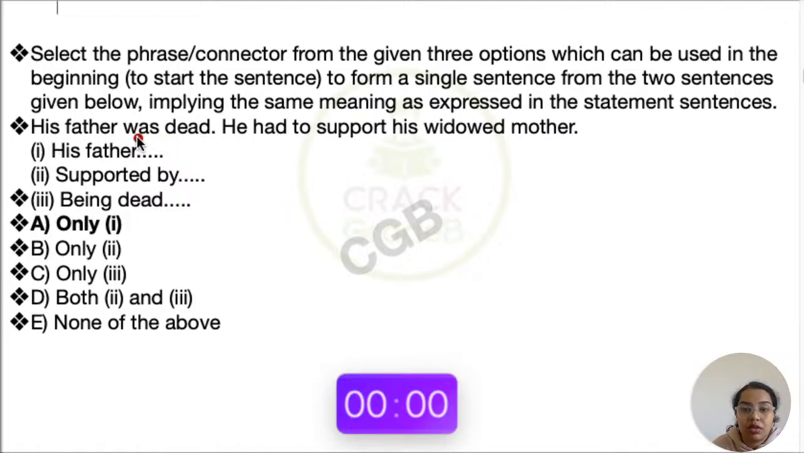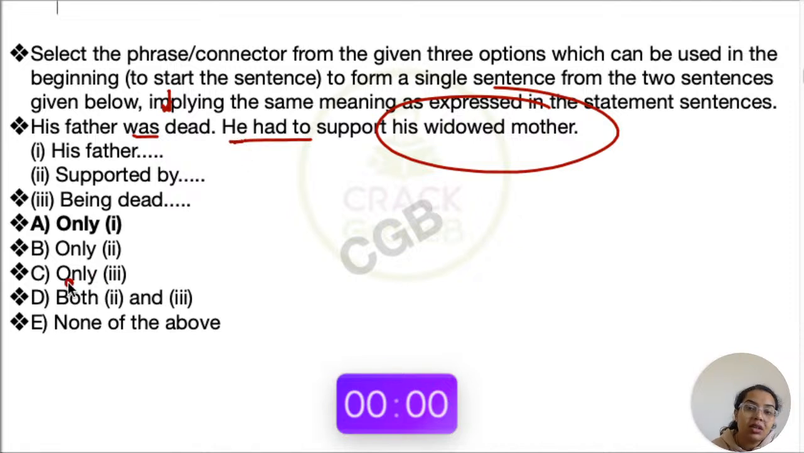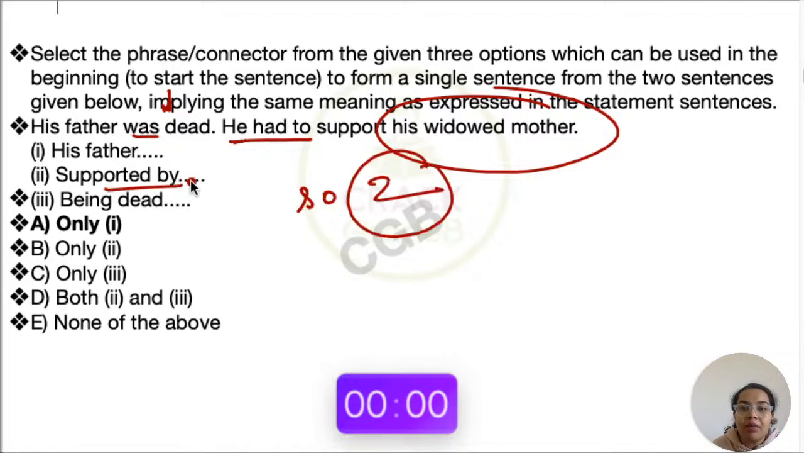His father was dead. He had to support his widowed mother. So one thing led to the other thing that happened to this person. So his father was dead, and then the second sentence. Okay. Supported by her son, the widowed mother did something, something like that would continue.